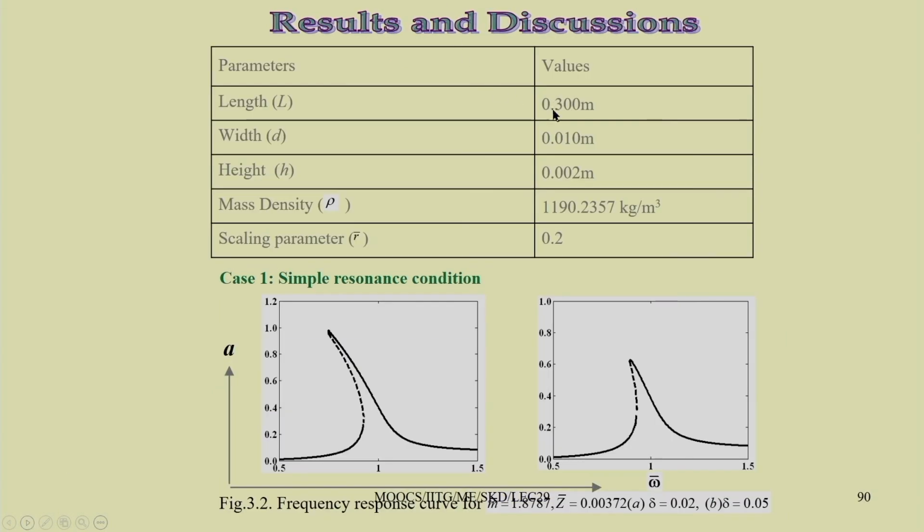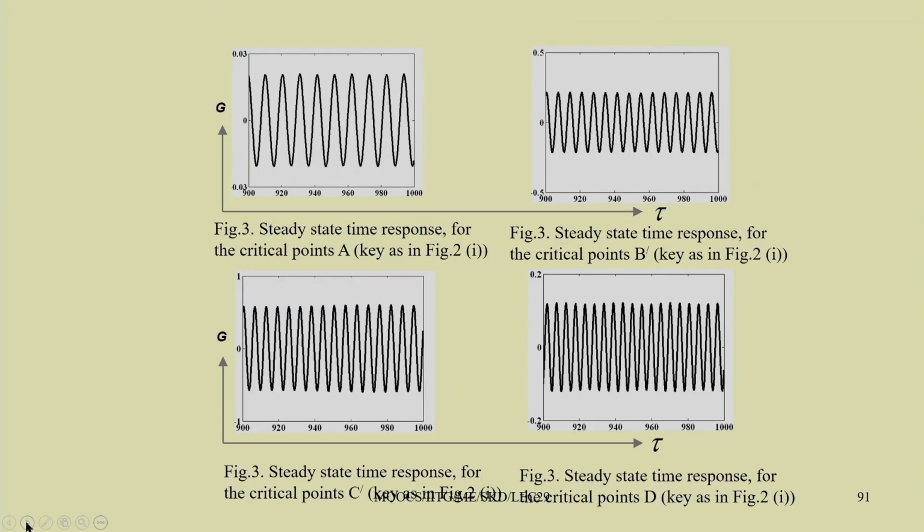Taking the system parameters, here we have taken a material with density 1190.2357 kg per meter cube, and scaling parameter r equal to 0.2. So, you can see we can plot this response. Due to the presence of this viscoelastic material, the damping property is high. In this case we get the maximum response amplitude less than that of the elastic beam used in our previous analysis.